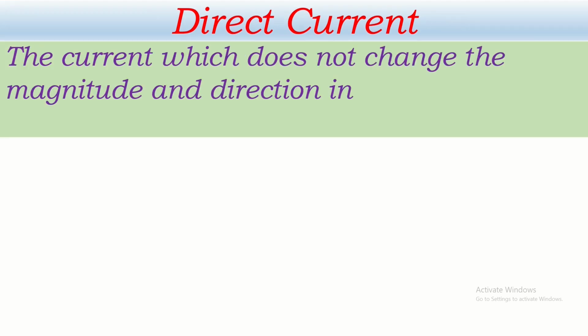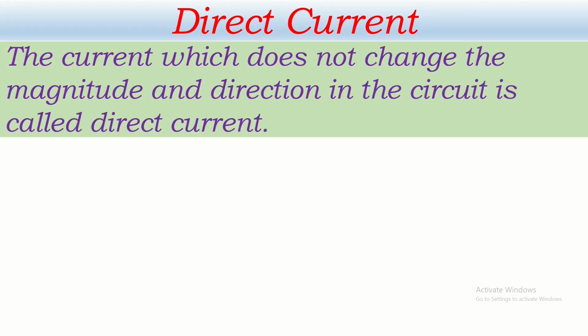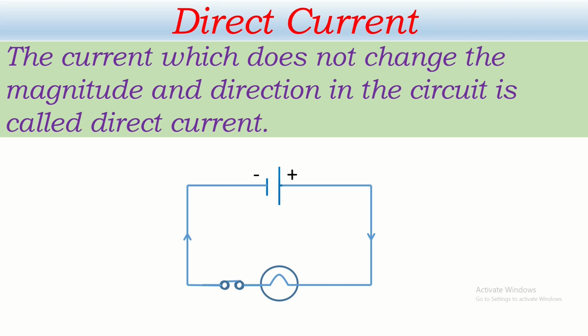What is DC? The current which does not change its magnitude and direction in the circuit is called direct current. Look at these two words, magnitude and direction. If they do not change in the circuit, then that current is called direct current. We can understand with the help of this circuit.